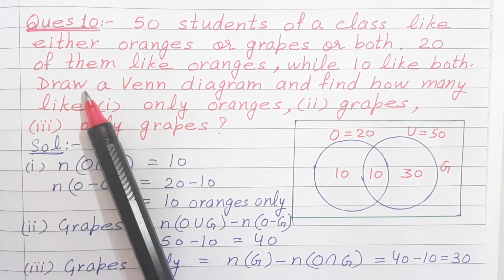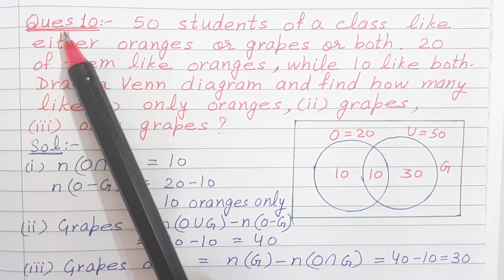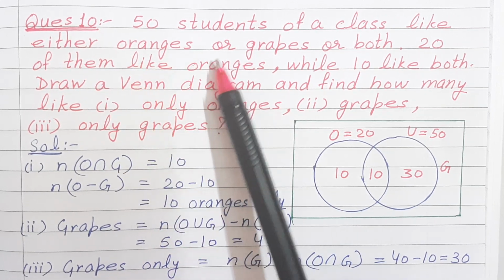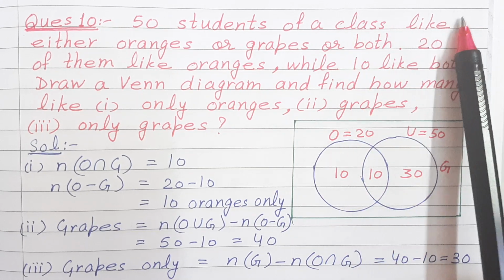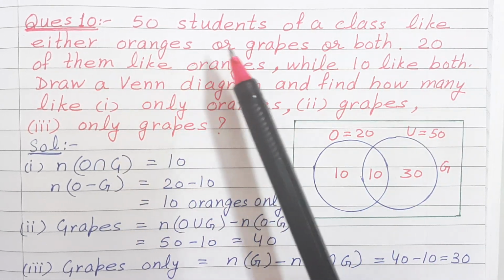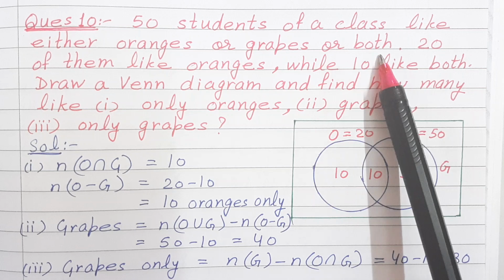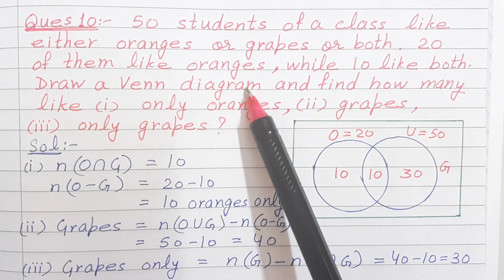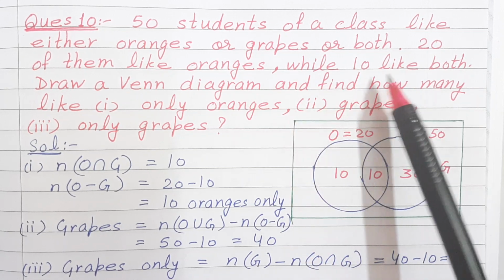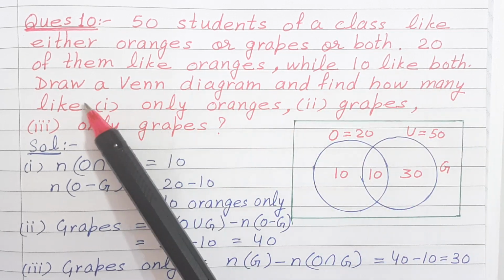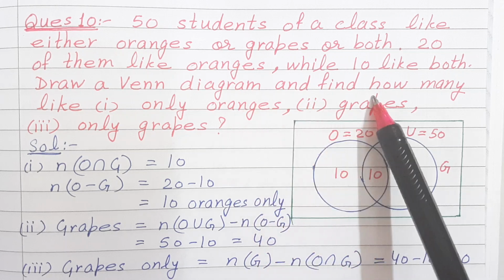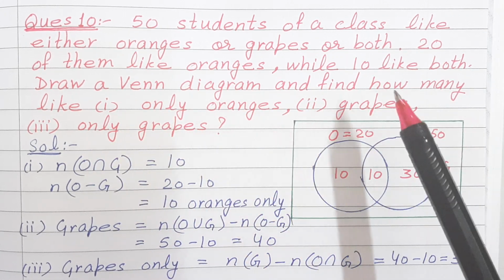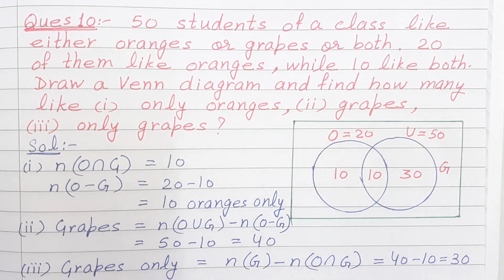Now children, let us discuss one more question, that is question number 10. 50 students of a class like either oranges or grapes or both. 20 of them like oranges while 10 like both. Now draw a Venn diagram and find how many like only oranges, then grapes, and only grapes.